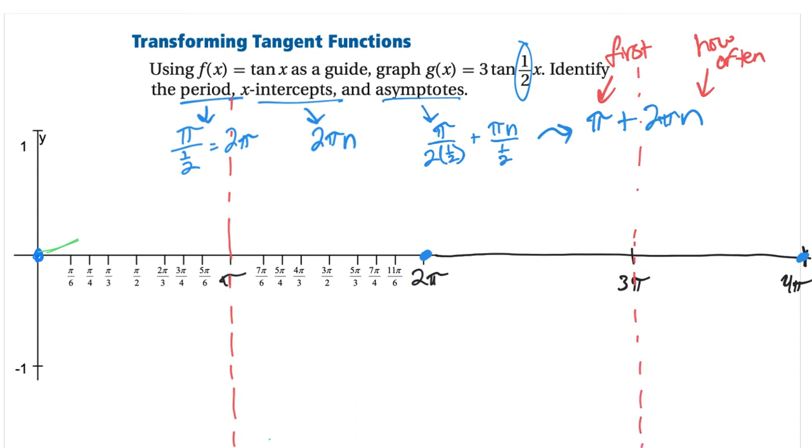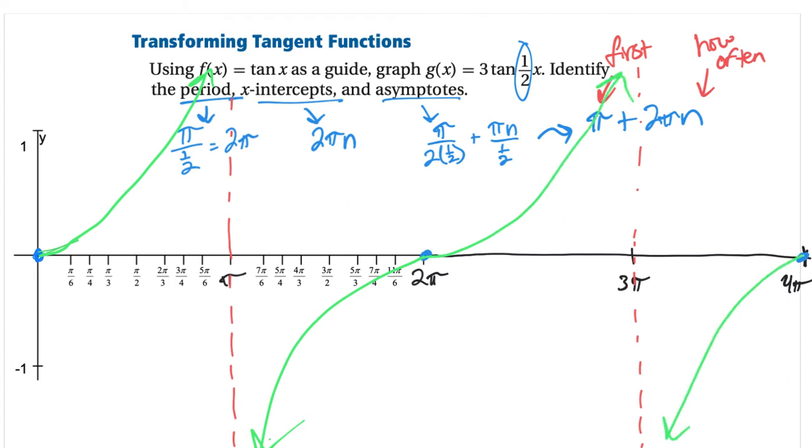And to finish out our graph, we know that tangent starts at the origin and goes up, and so I can draw that in right here. And then I can do that with every piece of my graph. Notice that this one is really stretched out, so it's nice to extend that axis so you can see the graph a little bit better.